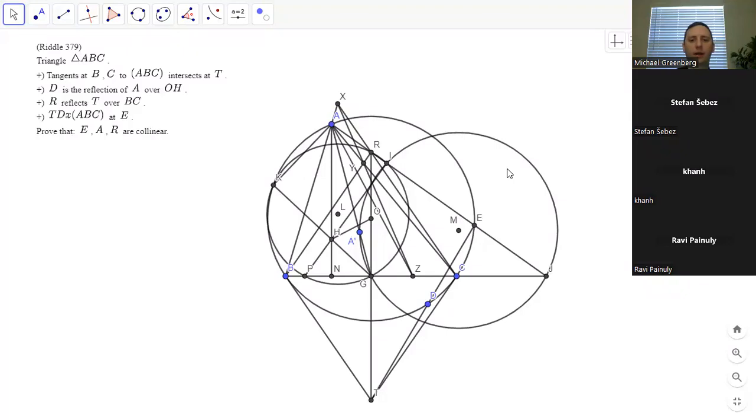AC at Y. And then we let XY meet it at Z. Okay, so we're basically working backwards. And then we showed that AZ is perpendicular to OH. So then Z equals D.